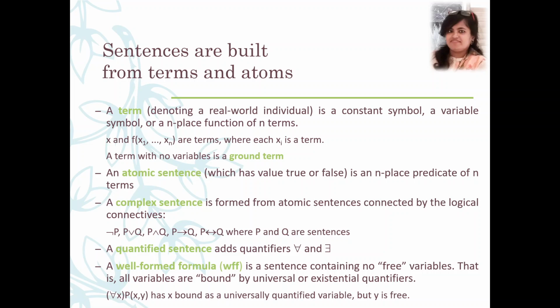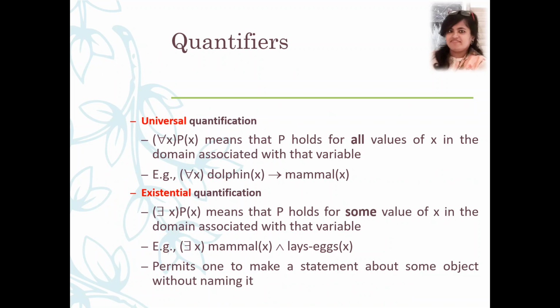A quantified sentence adds quantifiers, that is the universal quantifier and the existential quantifier. A well-formed formula, or WFF, is a sentence containing no free variables, that is, all variables are bound by universal or existential quantifiers. For example, in for all x, P(x, y), x is bound as a universally quantified variable, but y is free.